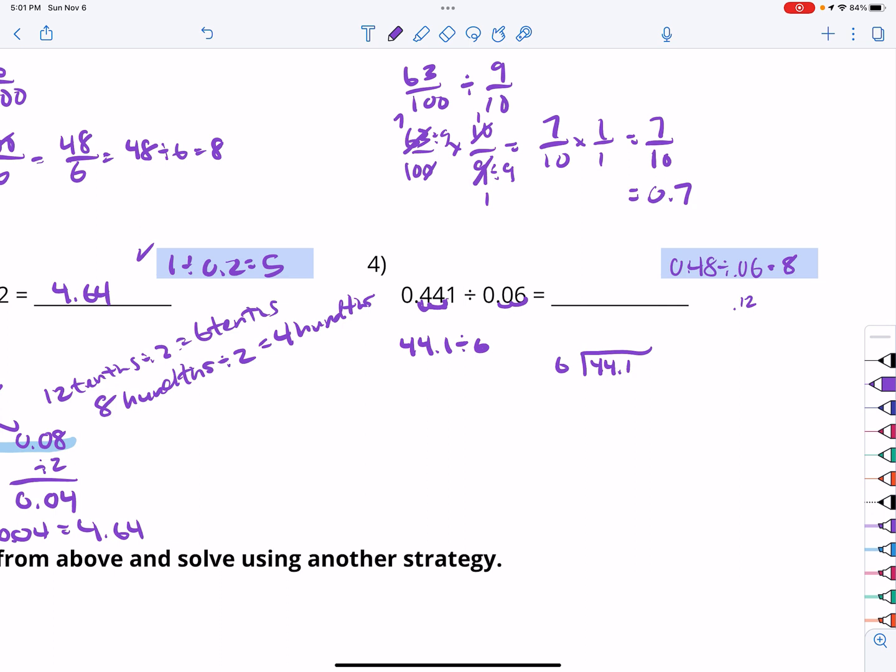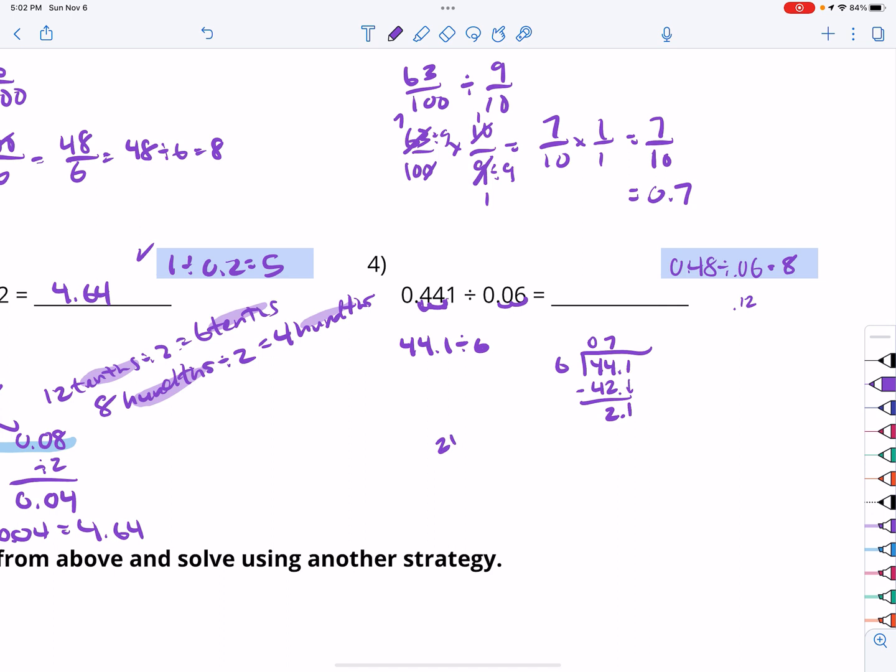So I know 6 goes into 4 0 times. 6 goes into 44 7 times, and that's 42. I can subtract, and I'm left with 2. Now I am going to bring down this 1/10 from before. And again, I'm thinking about the place value language over on this side, and that's going to help me stay grounded in what these numbers mean.